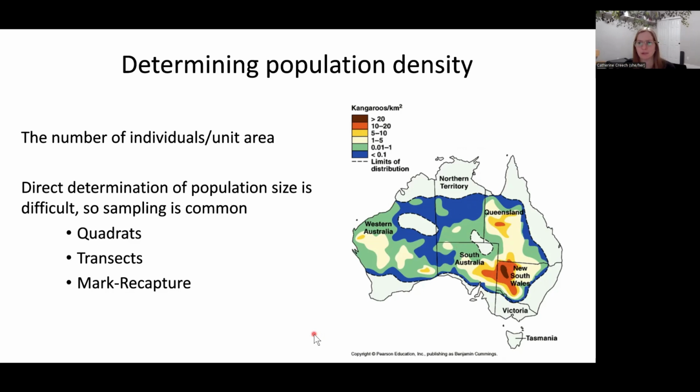So how do we do this? How do we figure out who lives where and how do we try and study them? We have three main ways that we do this: quadrats, transects, and mark and recapture.